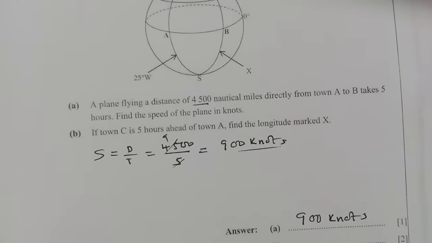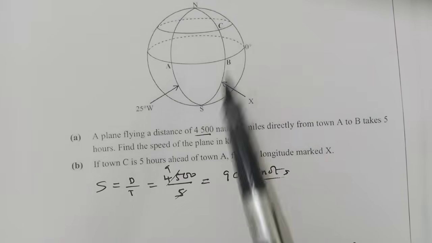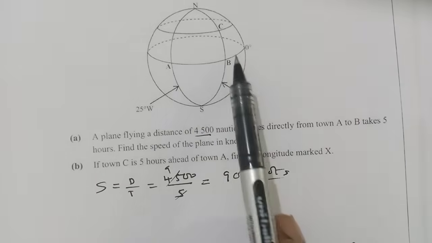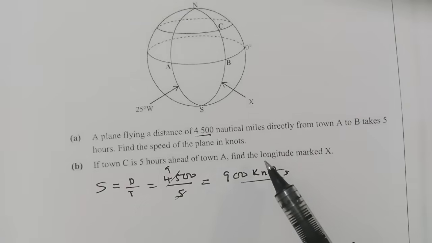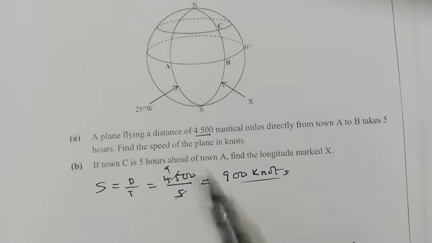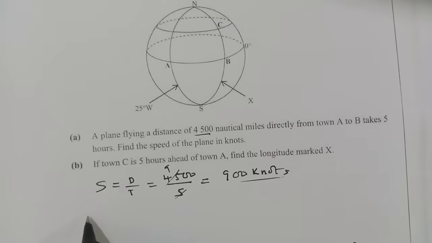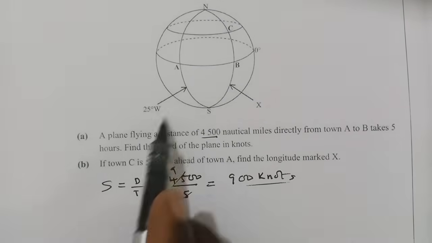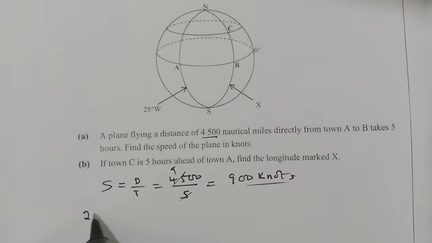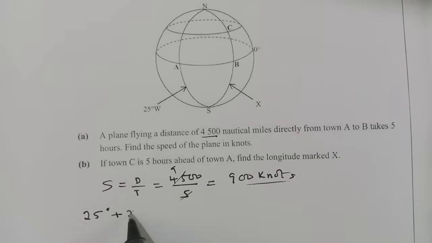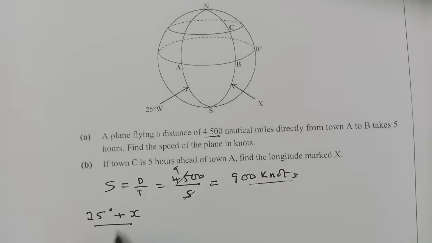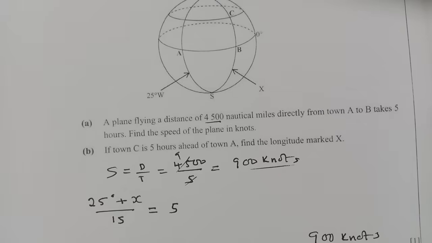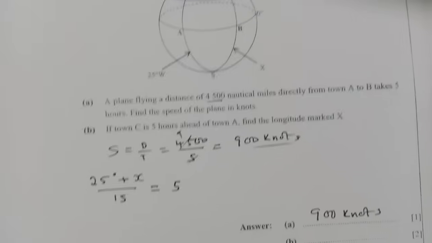If town C, where is town C? It's over here. If town C is 5 hours ahead of town A, so from here to here it's 5 hours, find the longitude marked X. So we need to find this longitude marked X. What we do here, we need to use the idea of finding time difference. So what longitude do we have here? It's 25. So we can say 25 degrees plus the other one, which is the X here, over 15, is equal to 5 hours. Yeah, 5 hours.